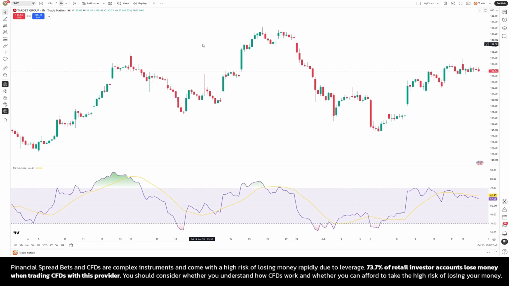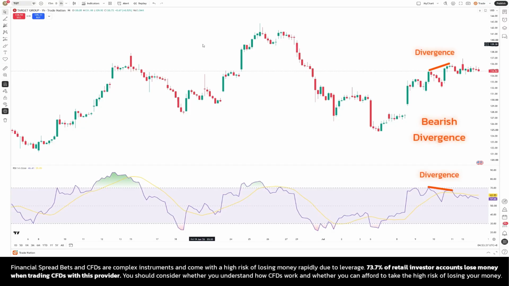RSI can also be used to identify momentum shifts. If the indicator moves out of an oversold area and begins to recover, it may suggest that downside pressure is starting to ease. If it moves down from an overbought area, it may suggest that upside momentum is starting to fade. The location of the move matters. A shift near the middle of the range may carry a different message from one that follows a stretched reading near an extreme.